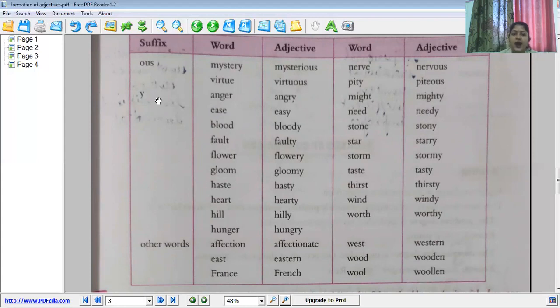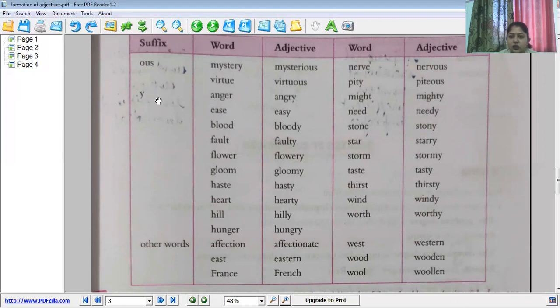Okay, now you add y. Where do you add the suffix y? Anger, angry. Ease, easy. Blood, bloody. Fault, faulty. Flower, flowery. Gloom, gloomy. Haste, hasty. Heart, hearty. Hill, hilly. Hunger, hungry. Now next, might, mighty.